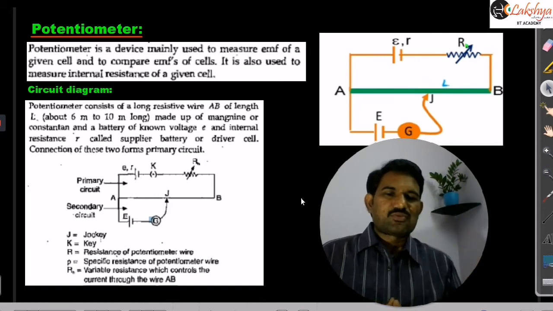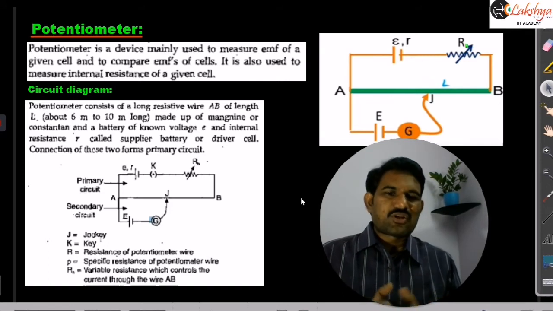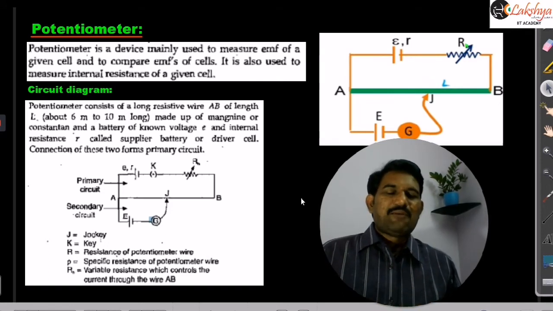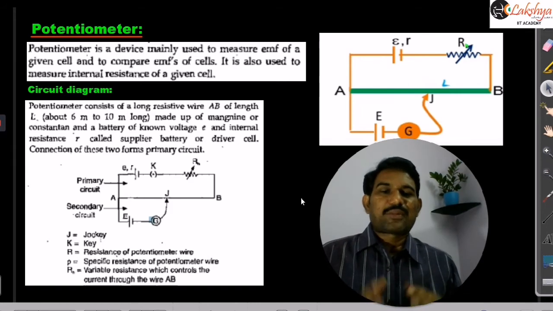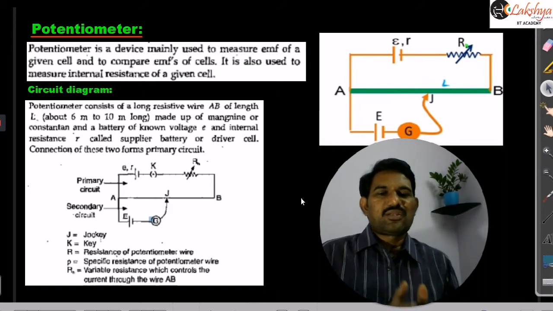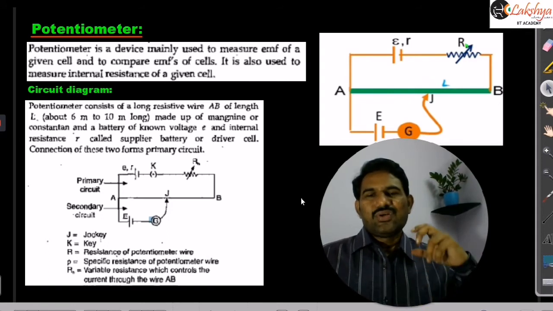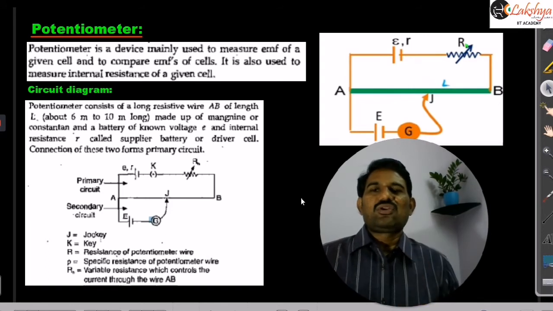We already discussed the voltmeter. A voltmeter is also used to measure the potential difference between any 2 points. But the disadvantage of the voltmeter is practical: we discussed the resistance of an ideal voltmeter. The resistance of an ideal voltmeter is infinite, and practically we say it possesses a very high resistance. But practically no voltmeter has such infinite resistance, right? So any practical voltmeter does not give accurate values.